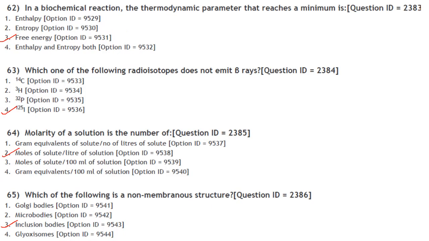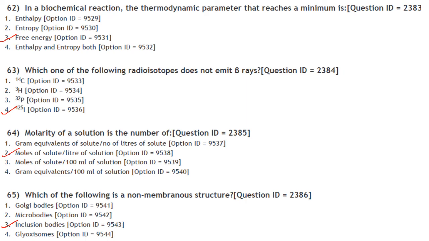In a biochemical reaction, the thermodynamic parameter that reaches a minimum is? It reaches a minimum, that is free energy, because it should be negative. Entropy and the others will be positive, because entropy is maximum disorderliness. So answer will be free energy. It will be negative. So it will be the one which reaches a minimum value.